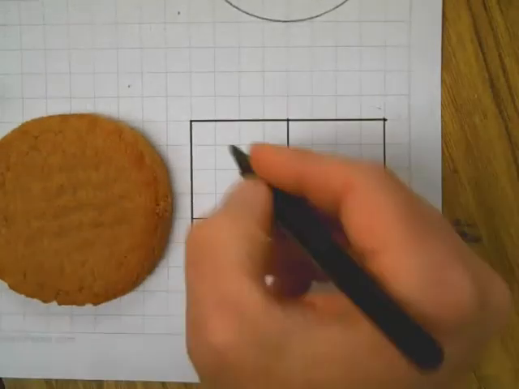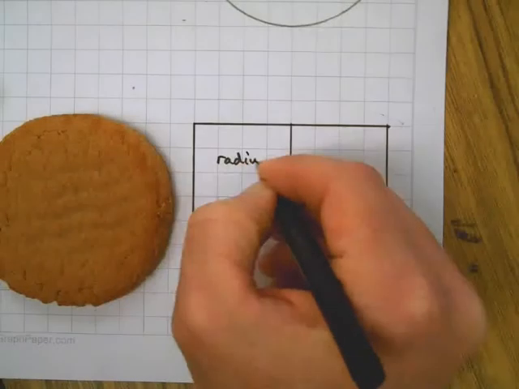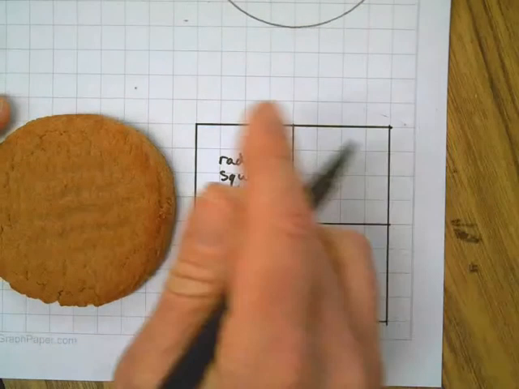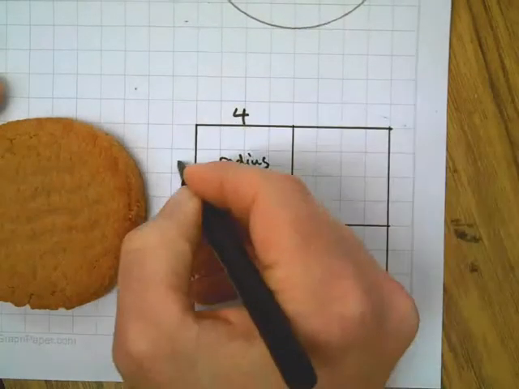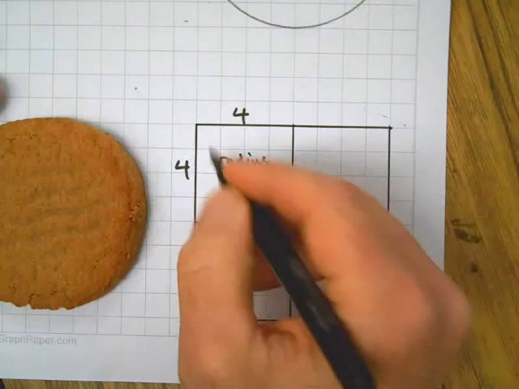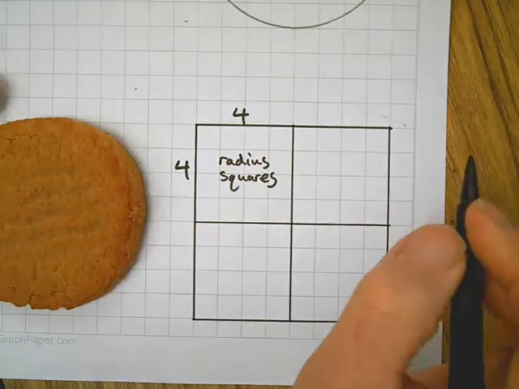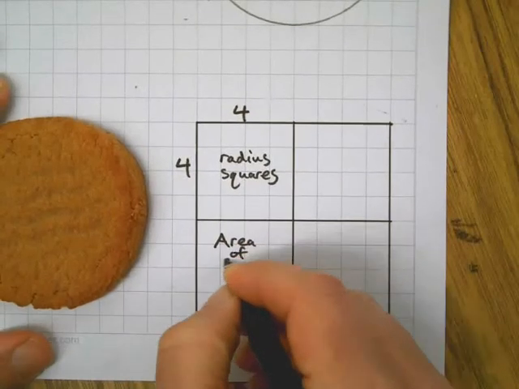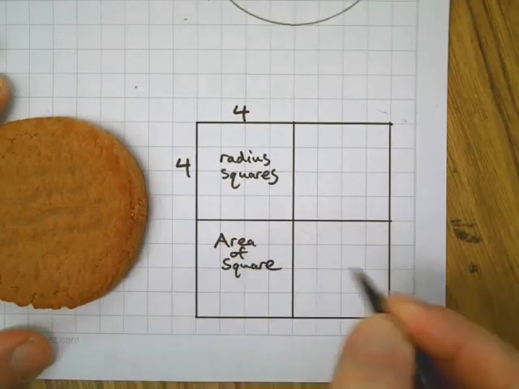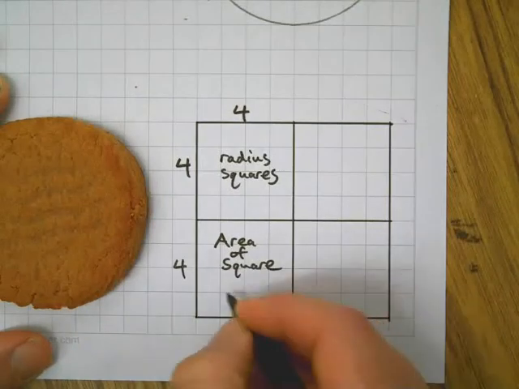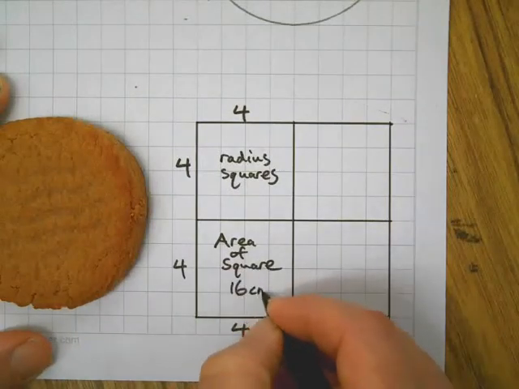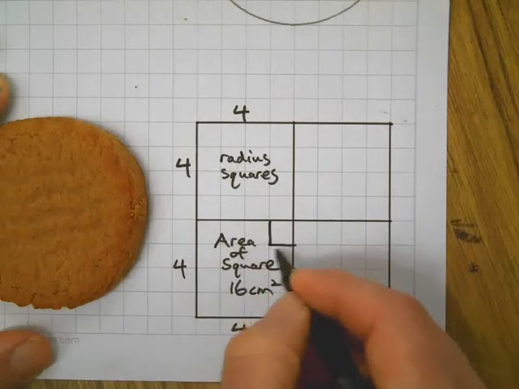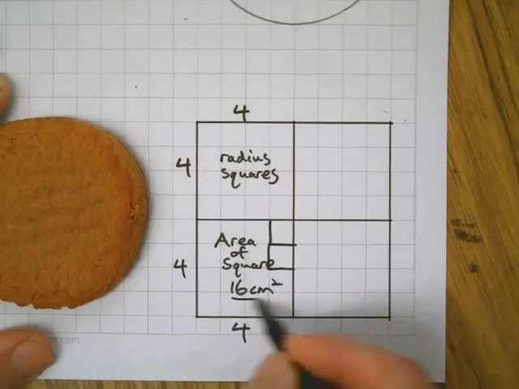Which leads me to this down here. These are radius squares. These are squares that I made out of the radius, meaning I took the radius of 4 and literally made a square out of it. Now, when I find the area of a square, you just multiply 2 sides. So in this case, 4 times 4 is 16 square centimeters. There's 16 square centimeters that fit in here.